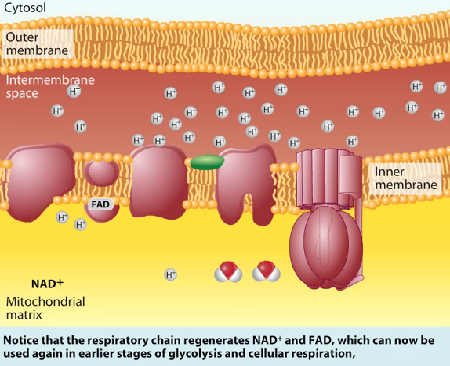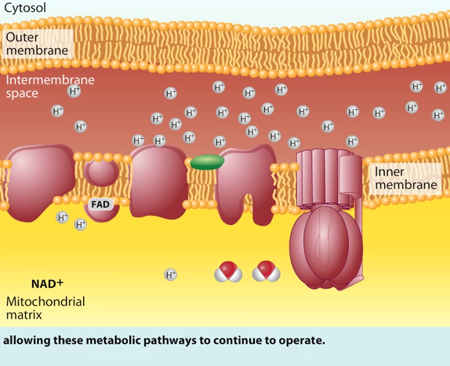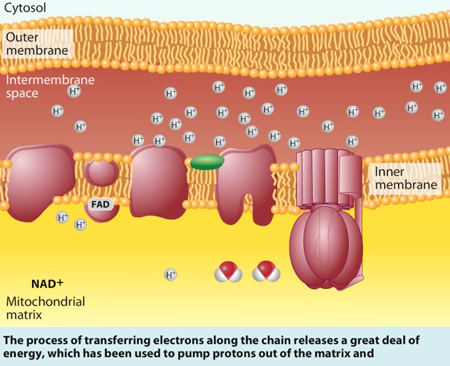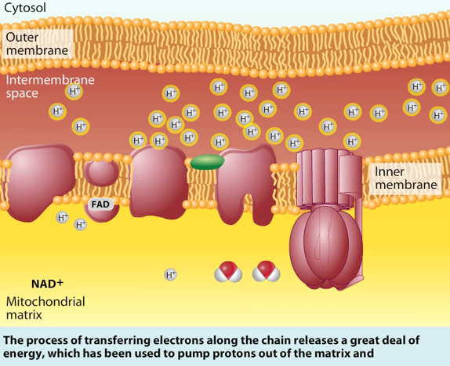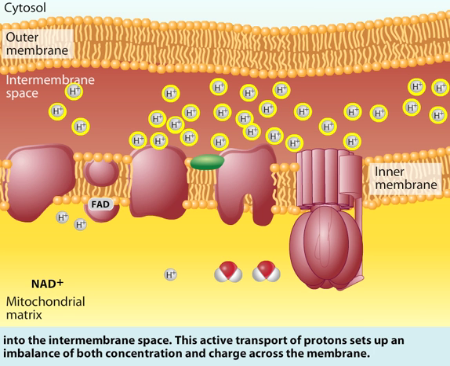Notice that the respiratory chain regenerates NAD+ and FAD, which can now be used again in earlier stages of glycolysis and cellular respiration, allowing these metabolic pathways to continue to operate. The process of transferring electrons along the chain releases a great deal of energy, which has been used to pump protons out of the matrix and into the intermembrane space.